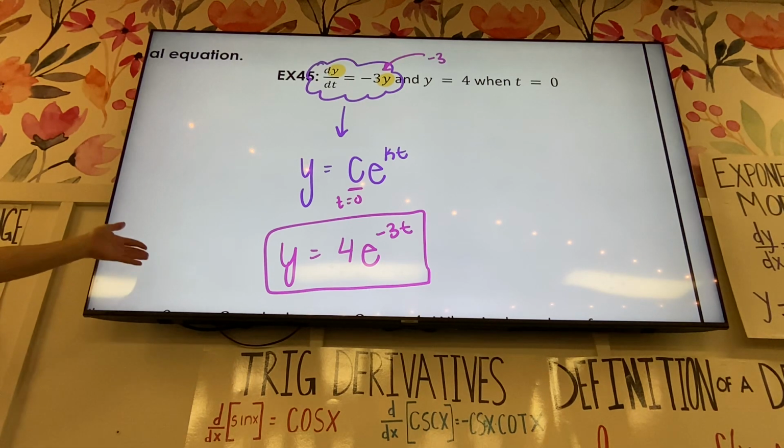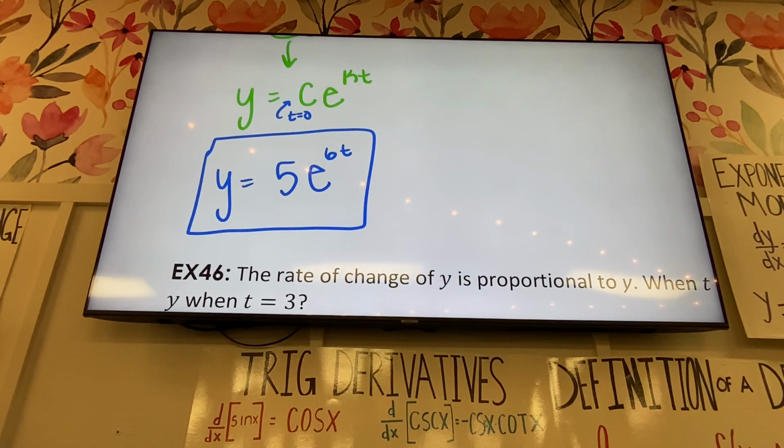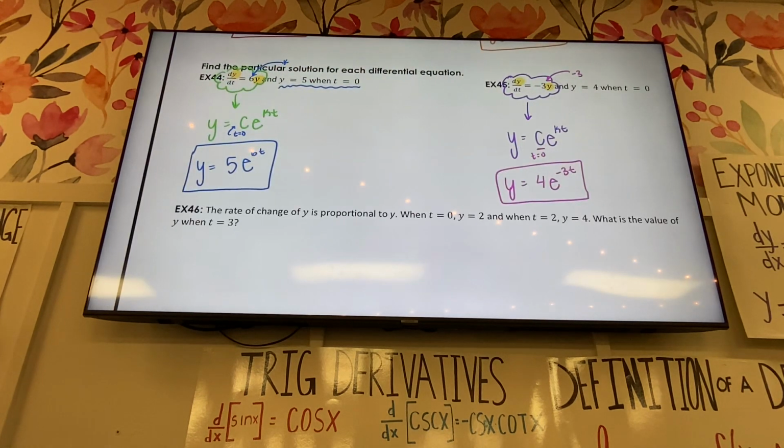The negative just is going to make this be a decay. So it's shrinking, it's decaying, it's losing value, some kind of negative situation happening there. Whereas the positive on this one would be growing or increasing.